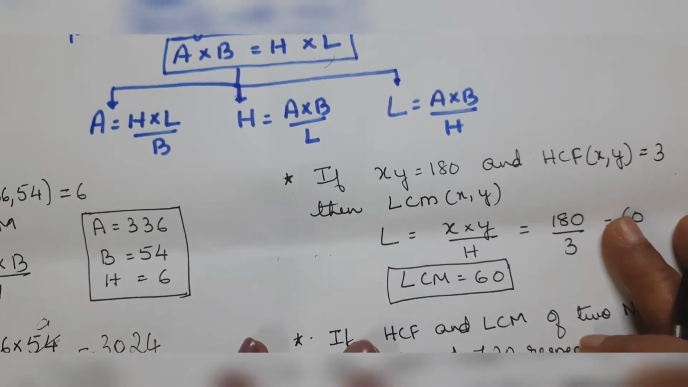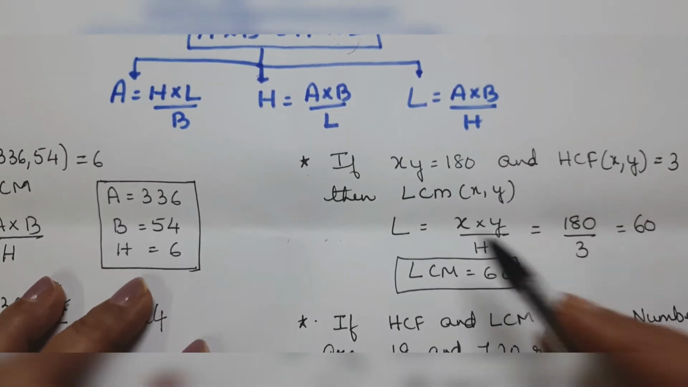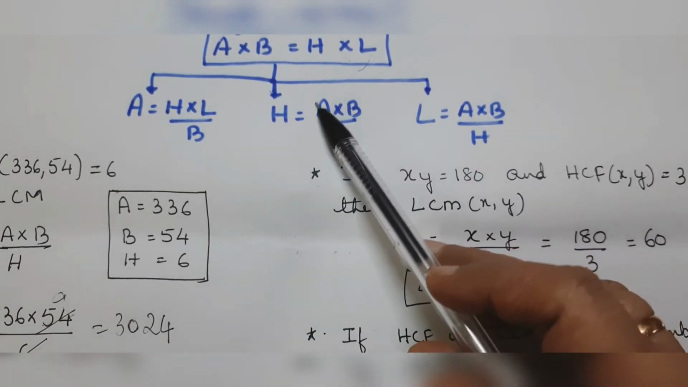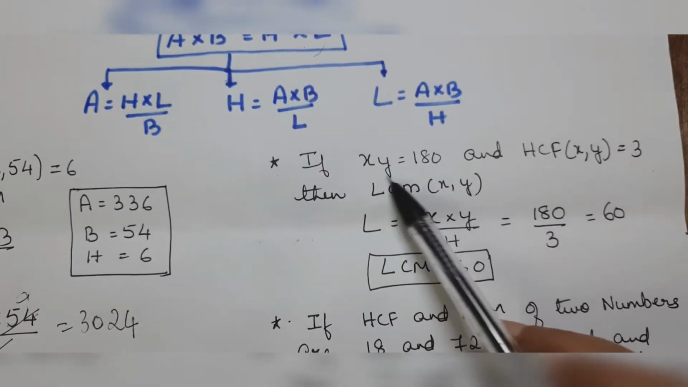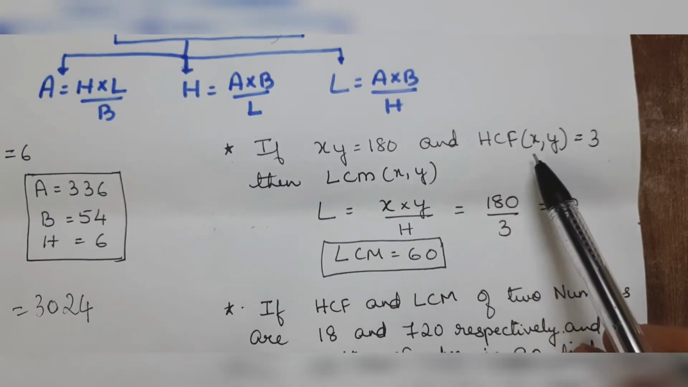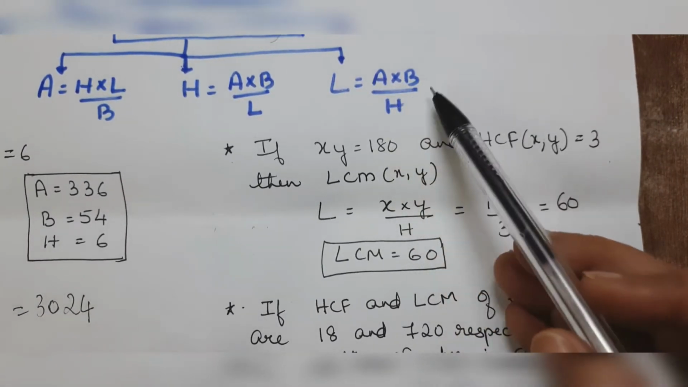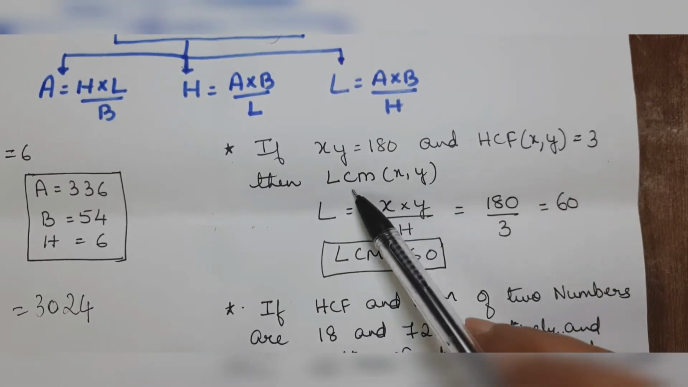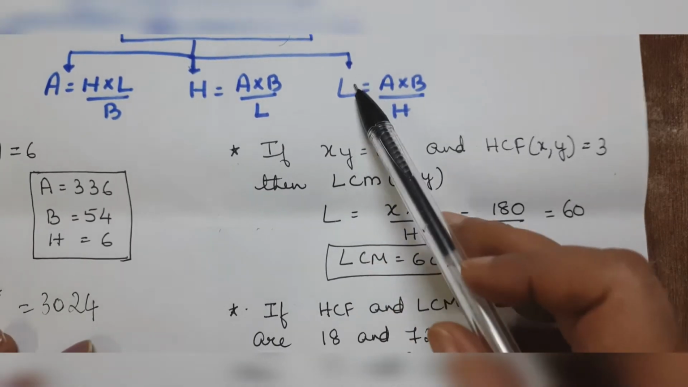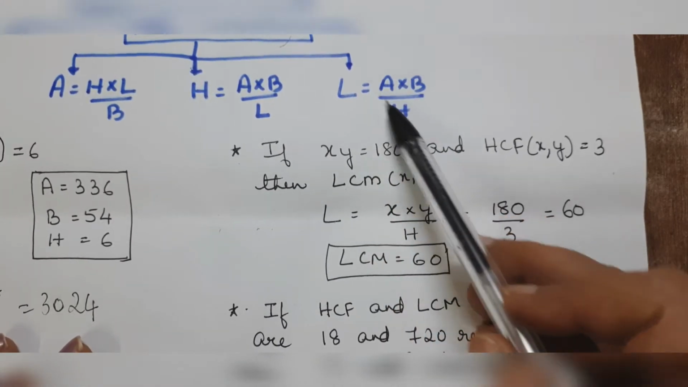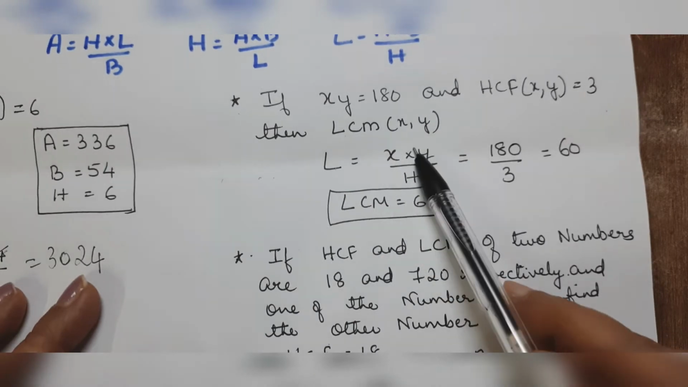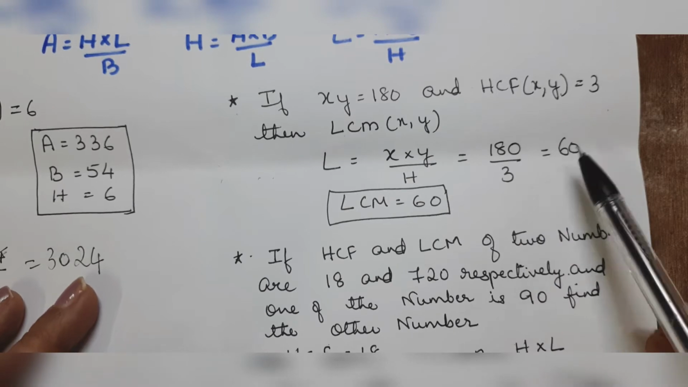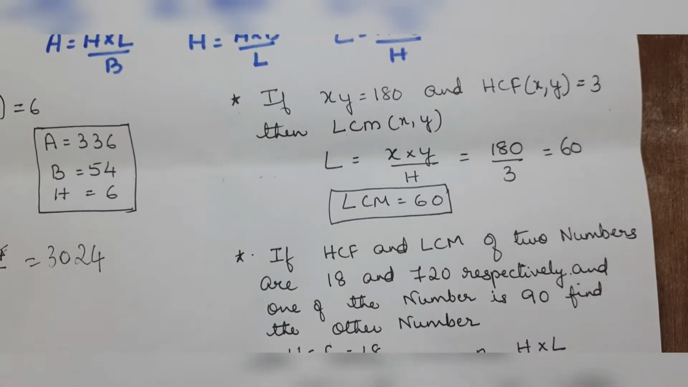Similar concept, I have planned a few more questions. If x and y, see how it's the same question, x into y. They have already given the product here: x into y is 180 and HCF of x and y, instead of a and b taken as x and y, is given as 3. You have to find out the LCM of these two terms. Again, LCM equals product of the numbers divided by HCF. Product is already given as 180, HCF is given as 3. So cancel, you will get 60. Therefore, LCM is equal to 60.